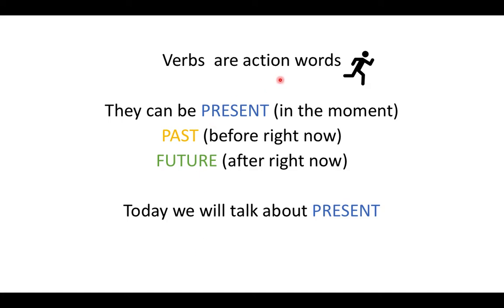So verbs are action words, and we can change them to talk about different times. Depending on how you say them or how you write them, it can mean present in the moment, past, before right now, or future, which is after right now. So what will happen. So today we're going to talk about how to make verbs mean right now in the present.